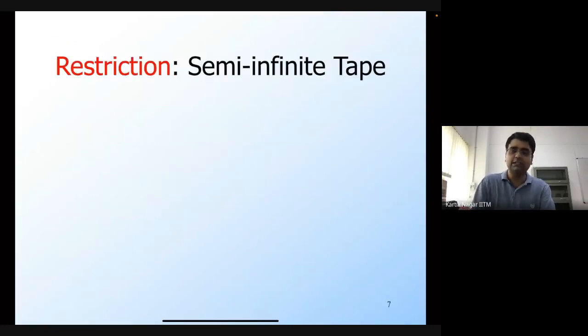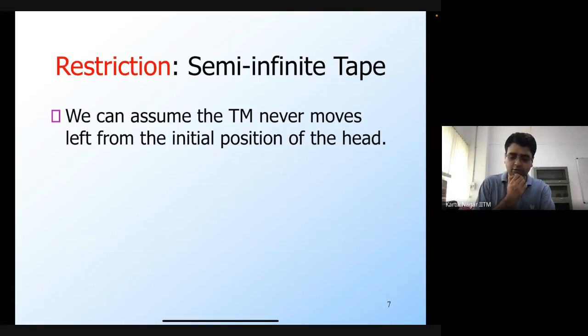So let's use both of these tricks in order to define our first restriction, which is a semi-infinite tape. We'll show that a semi-infinite tape simulates an infinite tape. So we'll use a semi-infinite tape with multiple tracks, and with a state component which is also multidimensional. Okay. So what do we mean by semi-infinite tape? We can assume that the Turing machine never moves left from the initial position of the head.